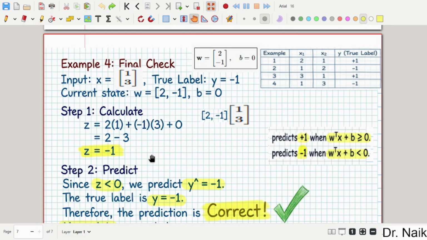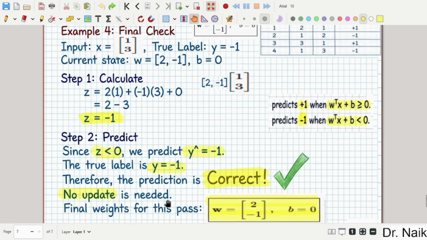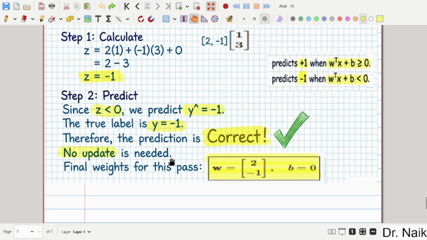By the prediction rule, we know that if Z is less than 0, we will predict Y hat, that is the class, as -1. Here Z is -1, that means Z is less than 0. So we will predict Y hat is equal to -1. The true label Y is equal to -1 given to us. That means our prediction is correct. As the prediction is correct, no update is needed. So the final weight for this pass is W equal to column vector 2, -1 and bias B is 0.